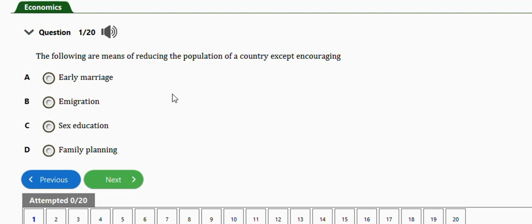The first question I have here says, the following are means of reducing the population of a country except: encouraging early marriage, immigration, sex education, family planning. The right answer is option A, early marriage. Okay, so this is an exception.